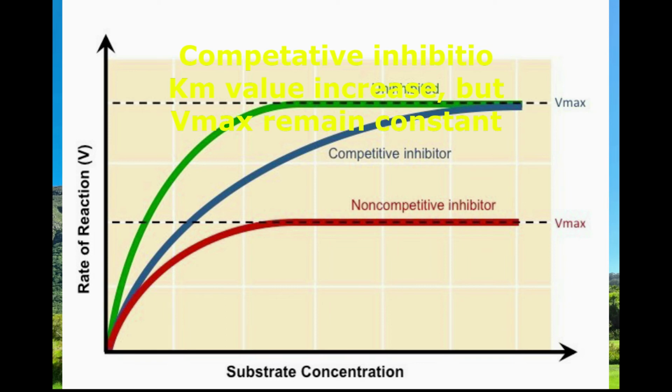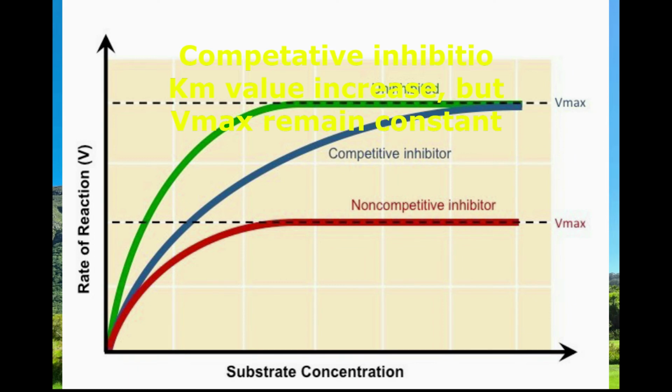In the case of competitive inhibition, let us take this graph. On the y-axis we take the velocity, and on the x-axis the substrate concentration, with the Km value, the Michaelis-Menten constant. The reaction proceeds like this without inhibitor. Here A is without inhibitor, and B is with a competitive inhibitor. Here this is the Vmax.